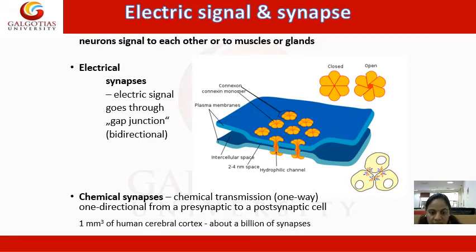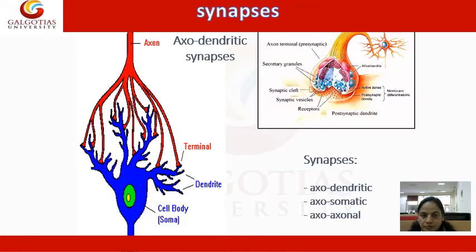The chemical synapse, it is the chemical transmission, that means one-way transmission or unidirectional from presynaptic to postsynaptic cell. So in 1 cubic millimeter of human cerebral cortex, about 1 billion synapses will be captured within. So now we will discuss synapse in detail.